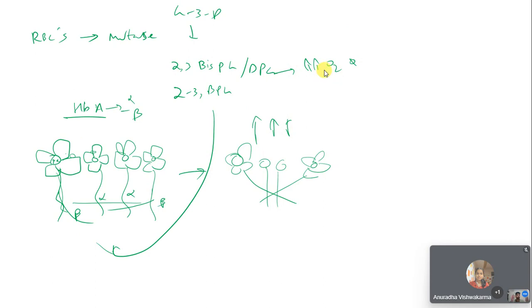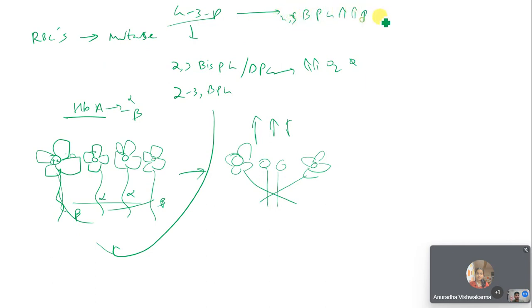Normally, when we are living here, the use of this BPG is not optimal, it's not required. But when we go to upper hill stations, at a higher altitude, the concentration of this BPG, this conversion of glyceraldehyde 3-phosphate to 1,3 BPG, is quite high.